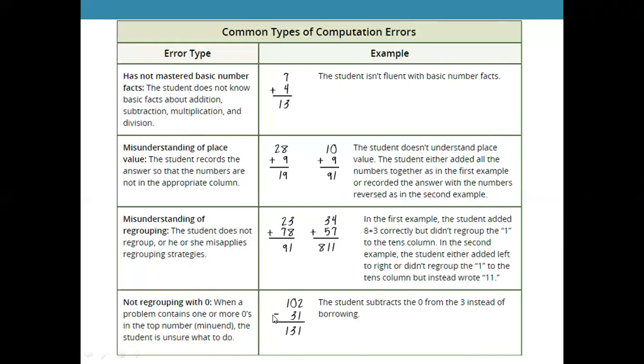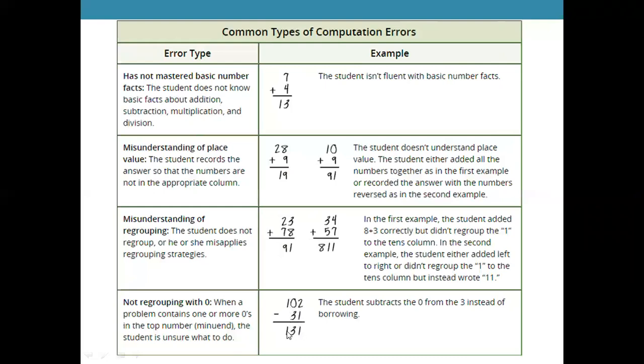Regrouping when it comes to subtraction is, of course, a big one as well. So, not understanding how to regroup from the 0. They're just ignoring that and doing, this is what a lot of students do, they'll find the bigger number minus the smaller number is their answer. So 2 minus 1 is 1. 3 minus 0 is 3. 1 minus nothing is 1.